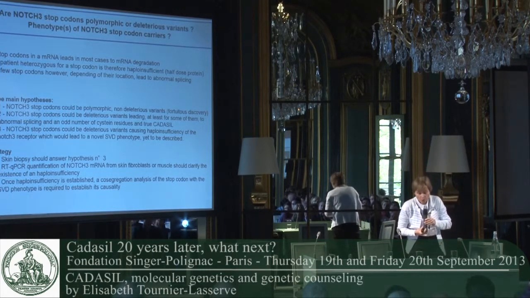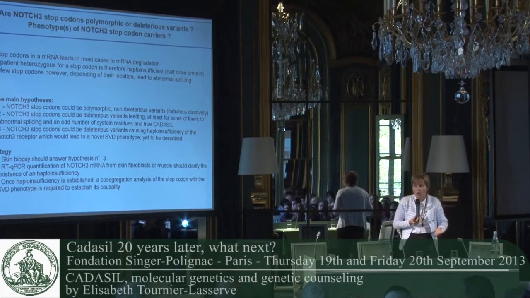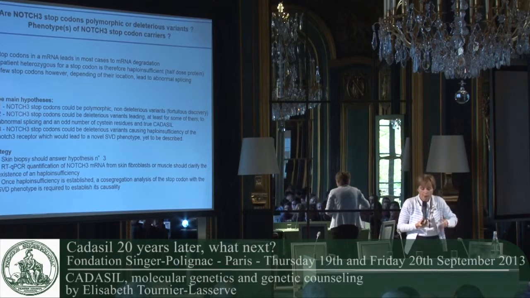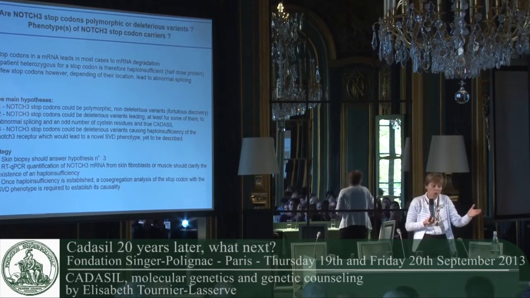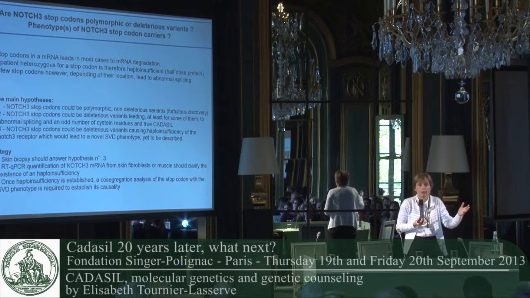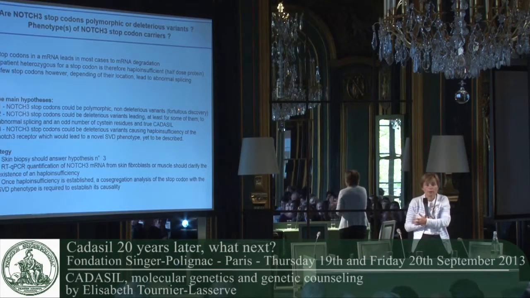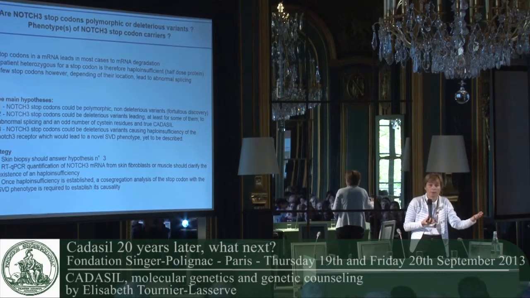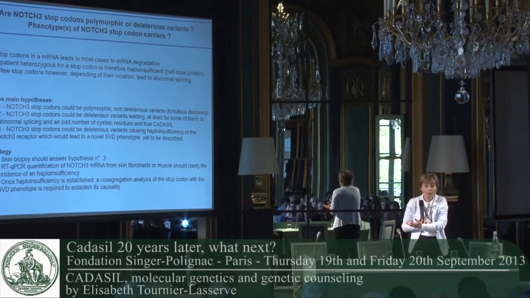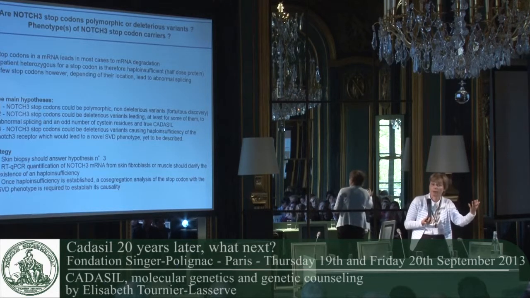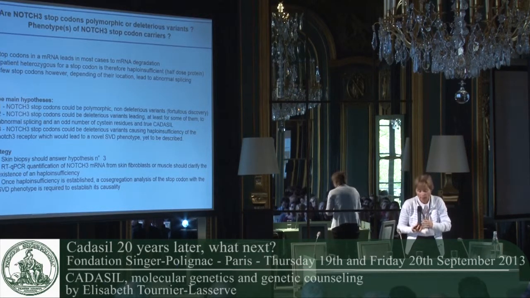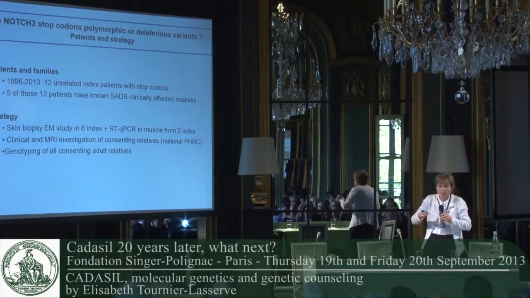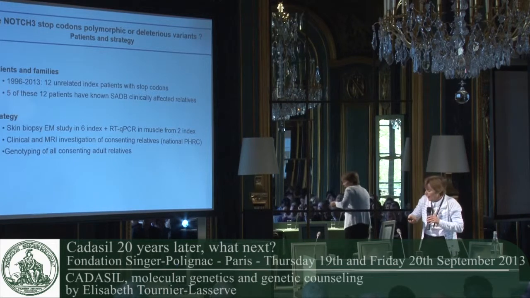If you have a stop codon, if it is deleterious, and if you analyze the relatives of the patient, you should be able to find, if it's not a de novo mutation, half of the relatives with a stop codon, half of the relatives without the stop codon. And which ones are affected? If it is deleterious, you should have a co-segregation of the affected phenotype with the stop codon. So we decided to go and try to understand that.